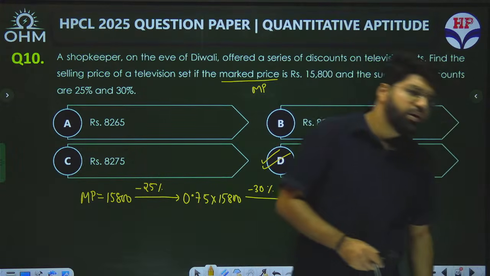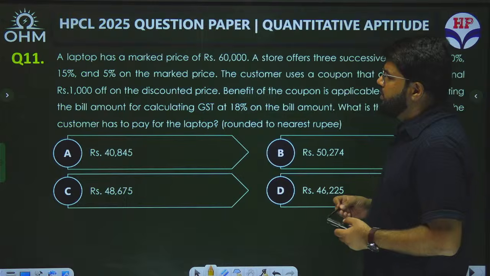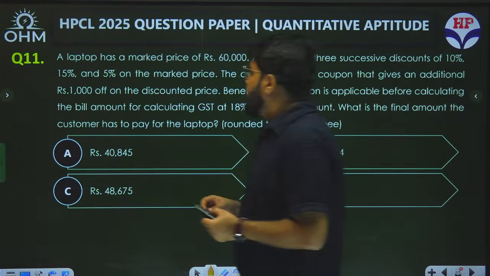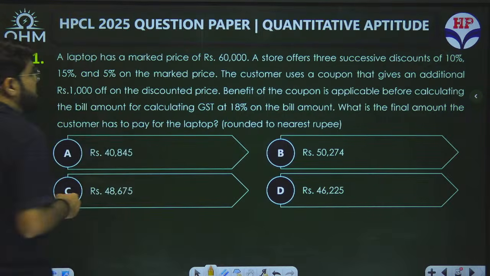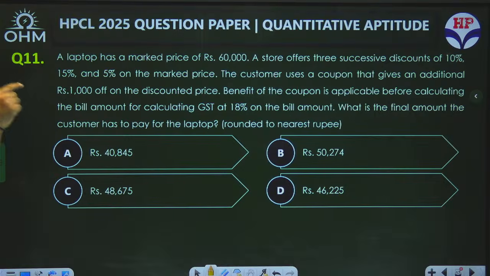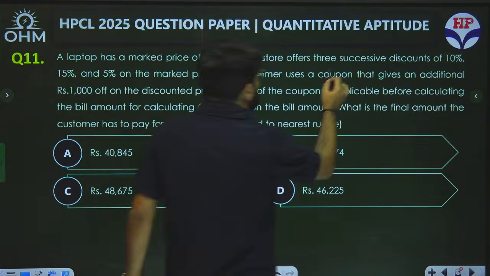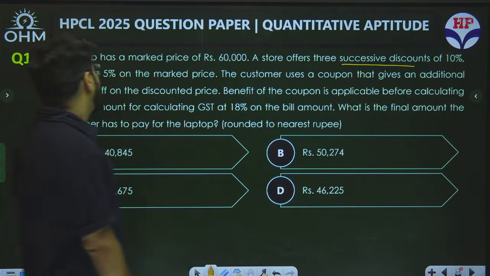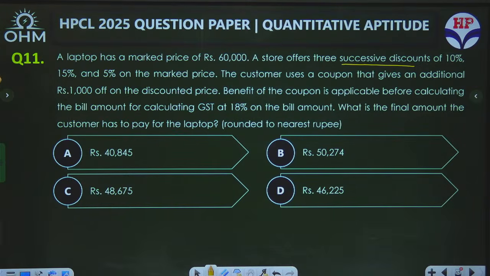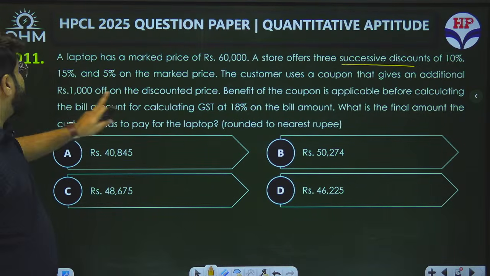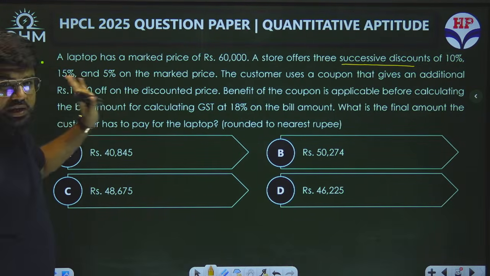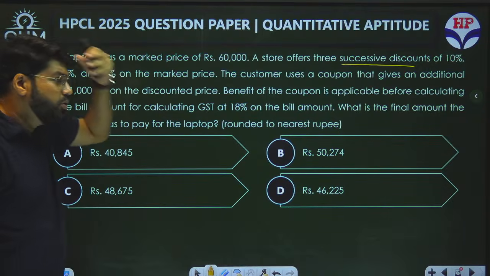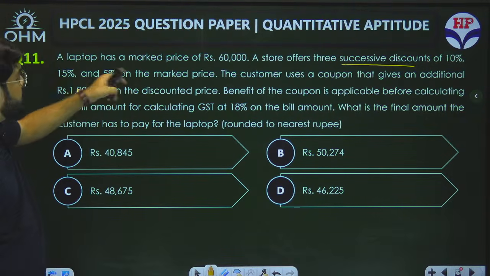Next question, number 11 here. A laptop has a marked price of 60,000. A store offers 3 successive discounts. Again, successive discounts are there, of 10%, 15% and 5% on the marked price. The customer uses a coupon that gives an additional 1,000 off on the discounted price. So whatever is the final discounted price, a further 1,000 off.